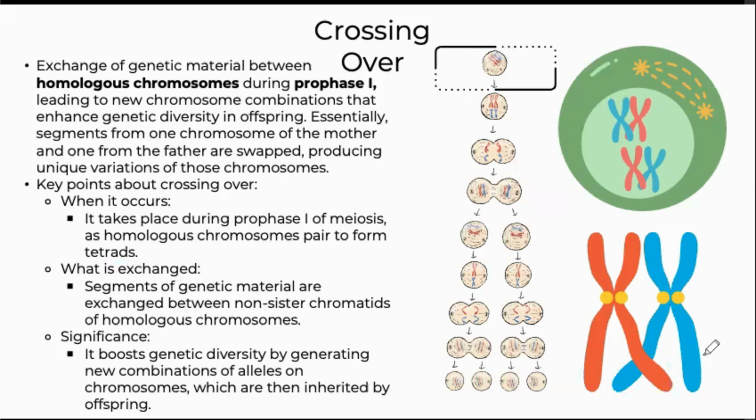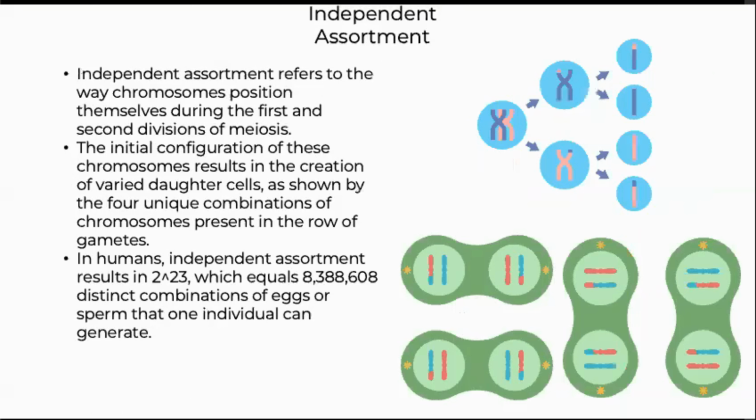And the purpose of this crossing over is to create new combinations of chromosomes so that way you have new alleles and new possibilities that can be inherited in future offspring. And then this leads us to the second way that we can increase genetic variability, and that's independent assortment.